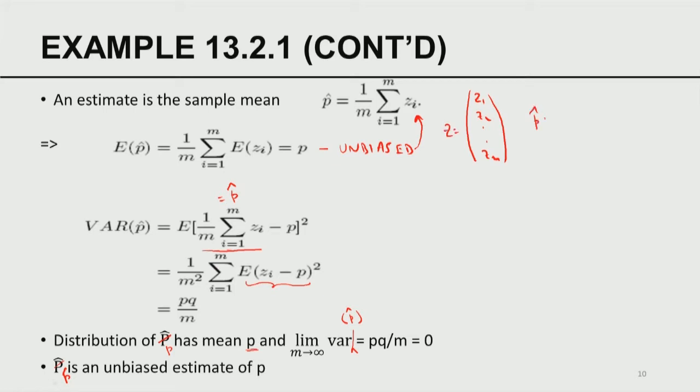P hat is equal to a function phi, the estimator of z. In this case the function phi is essentially the average of the components of z, i equal to 1 to m. So this estimator, which is given by the average, is an unbiased estimator. That is the fundamental concept of unbiasedness, and unbiasedness is one of the properties of this particular estimator.